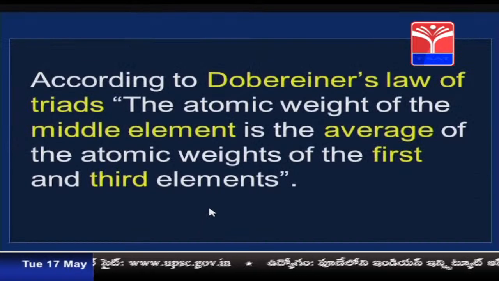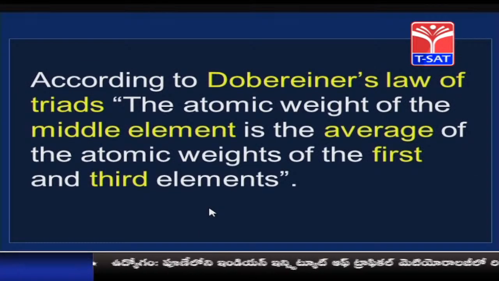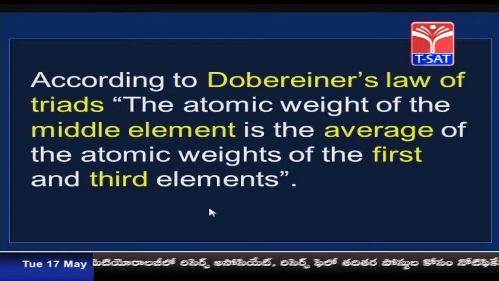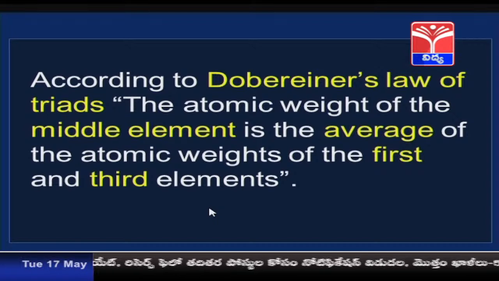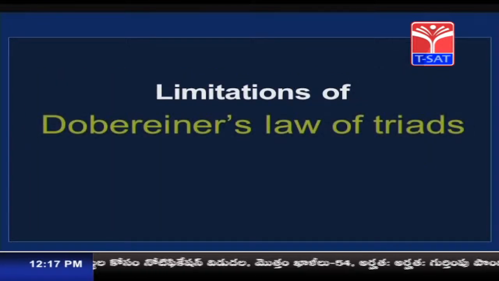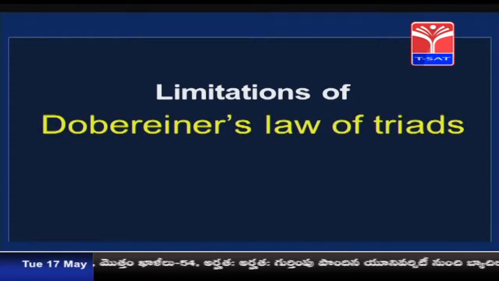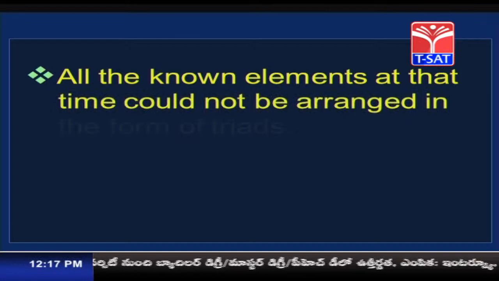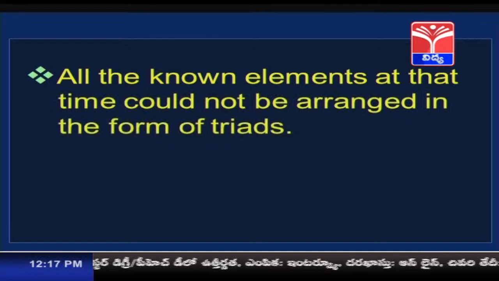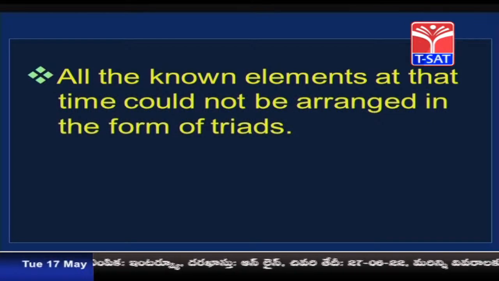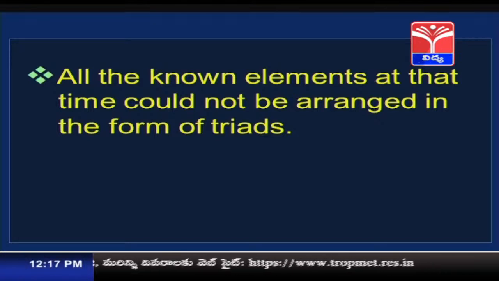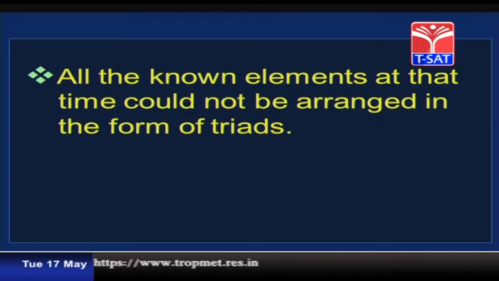Now, according to Dobereiner's law of triads, the atomic weight of the middle element is the average of the atomic weights of the first and third elements. Now, limitations of Dobereiner's law of triads. All the known elements at that time could not be arranged in the form of triads. It is the major disadvantage in Dobereiner's triads. At that time there were many elements, but we could not accommodate all of them in triads.